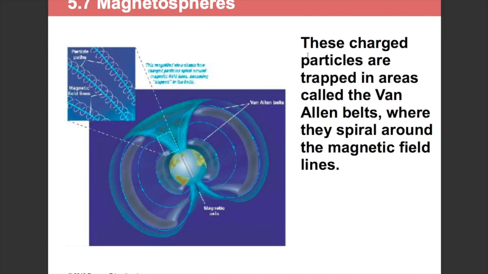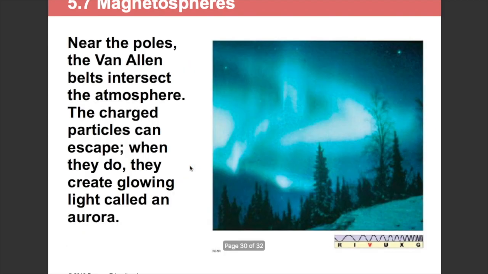So these charged particles are trapped in these bands, which we call the Van Allen belts, and they spiral around these magnetic field lines, never really reaching the surface or the atmosphere of Earth unless their energy is just too intense. So near the poles, the Van Allen belts intersect with the atmosphere, and this is where we see these charged particles escaping. And when they do, we see this glowing light called aurora.